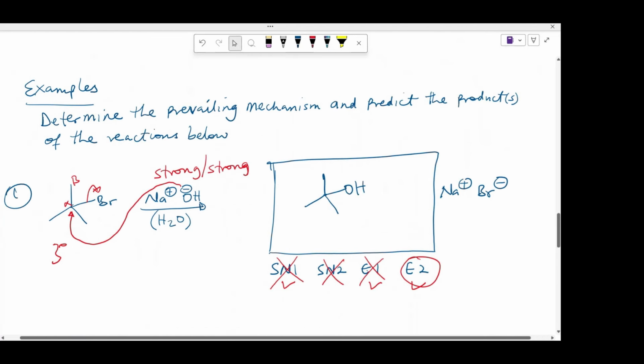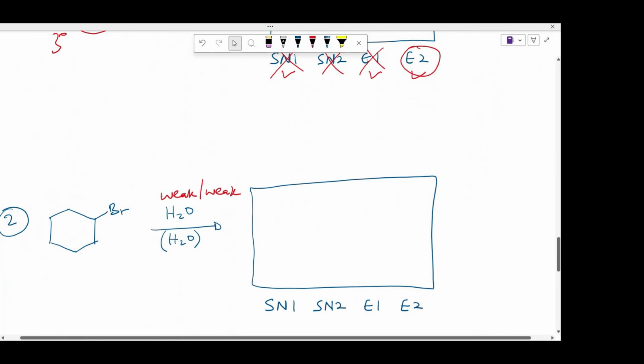Let's look at the next example. Here we're asked to determine which mechanism will prevail and also to determine the product of the reaction. So we know that our reagent here is a weak reagent, and our alkyl halide is a secondary alkyl halide, secondary because 2 carbons are attached to the alpha carbon. So based on secondary alkyl halide, we know SN1, SN2, E1, and E2 are possible. But based on the weak reagent, weak always favors SN1 and E1. So this tells me that I'm going to have SN1 product as well as E1 product.